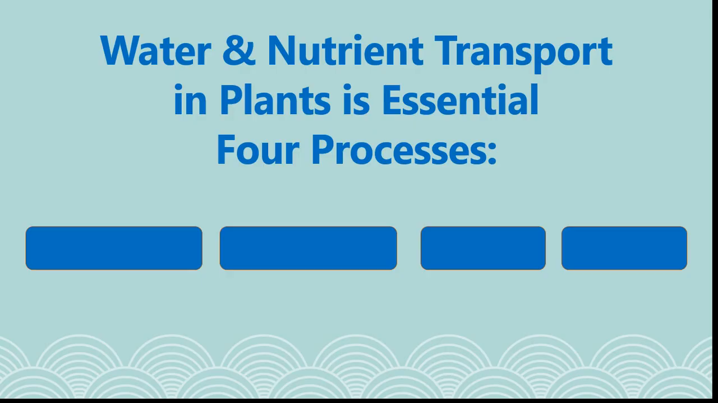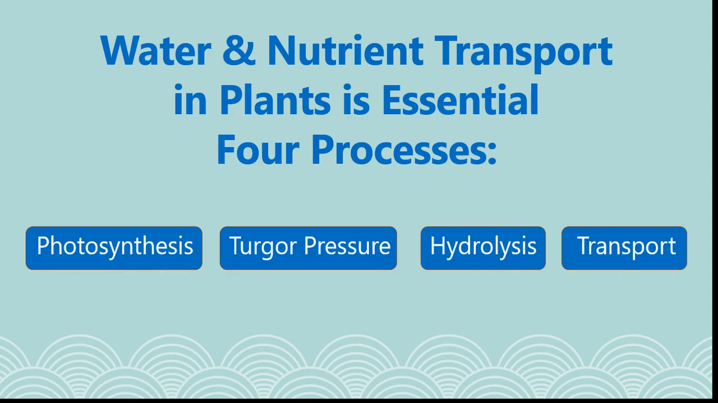Okay, let's look at water and nutrient transport. We know that water and nutrient transport is taking place in the vascular tissue, right? Remember what those are called? Xylem and phloem. All right, there are 4 processes that those are going to use. Here we go. We have photosynthesis, turgor pressure, hydrolysis, and transport. All of these are how we are getting nutrients and moving nutrients, okay?